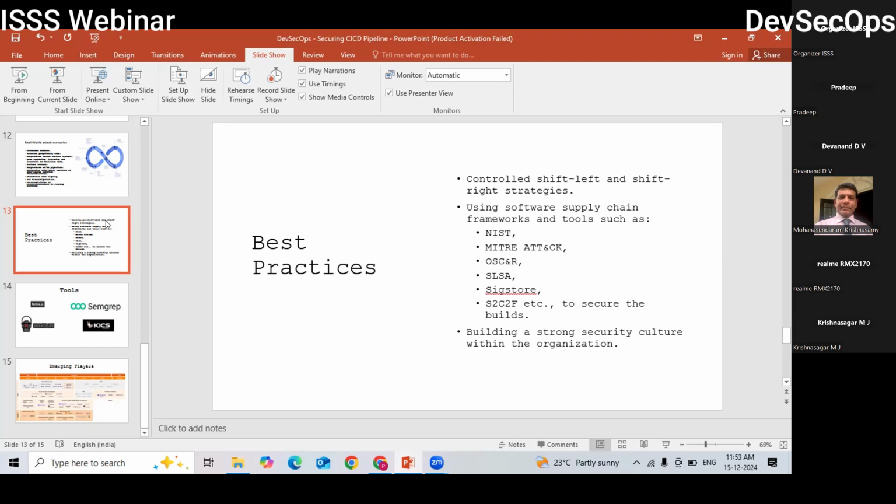So if you don't do anything, it is already shift right. Yeah, it's shift right only. Logically, it's shift right only. But from a broader perspective, for the interest of the organization and the customers, it's always go into the shift left.